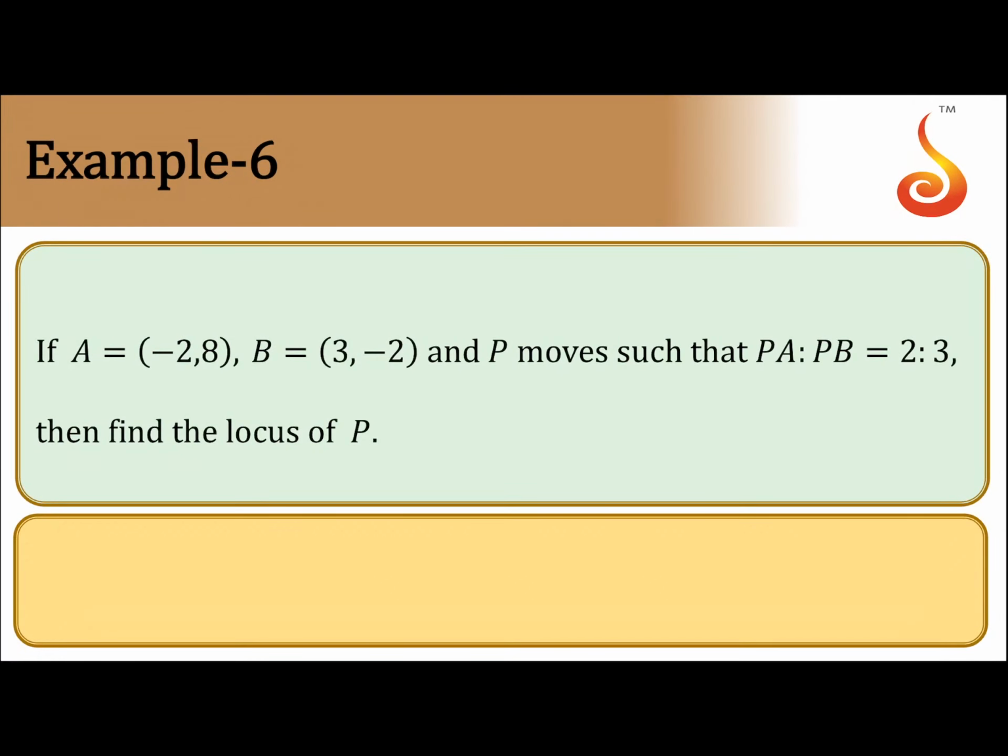Example 6. This problem is related to locus. A is equal to (-2, 8), B is equal to (3, -2). P moves such that PA is to PB equals 2 is to 3. Then find the locus of P.